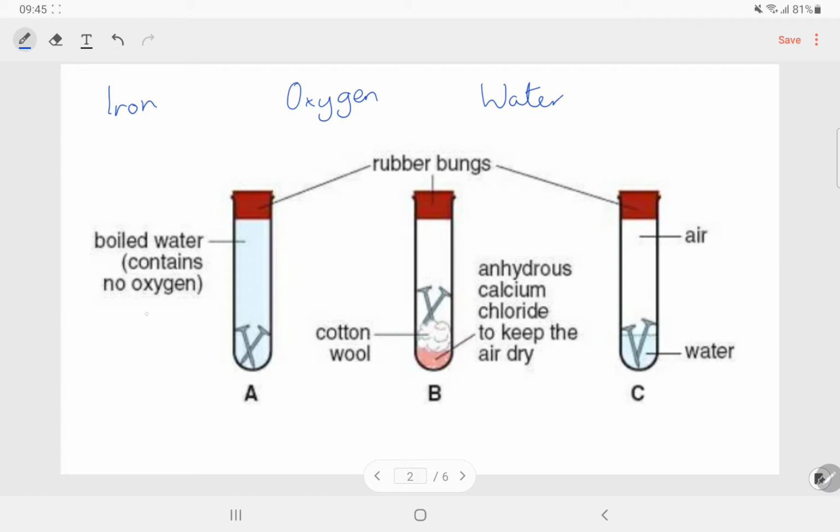As you can see, in a boiled water, which contains no oxygen, you would get no rusting because we are missing one of the components. We have the iron and the water. In a system where you have calcium chloride to keep the air dry, so that there is no water in there, so you only have the iron and the oxygen, you would get no rusting. It would be way too slow. But if you have air and water and iron, you are going to get rusting. So in this case, tube C would show rusting over time. So all three components are needed to get rusting to occur.